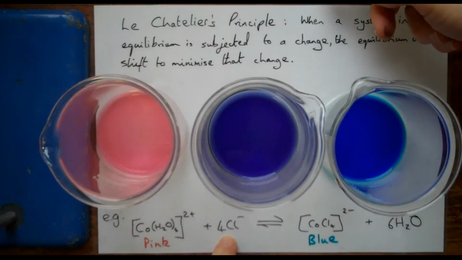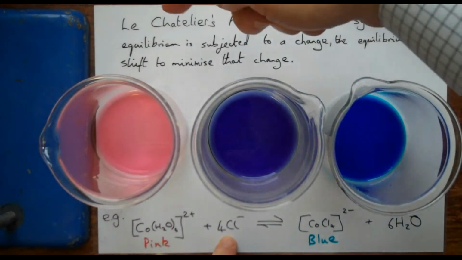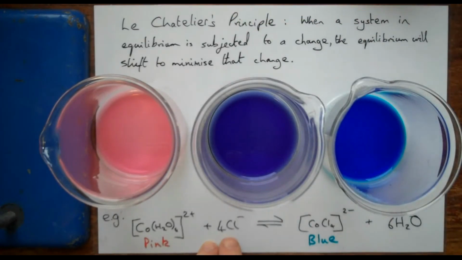It says in Le Chatelier's principle, when a system in equilibrium is subjected to a change, the equilibrium will shift to minimize the change. We added lots of chloride ions, so the equilibrium shifts this way, towards the blue end, to get rid of some of the extra chloride ions we added. Those chloride ions we add, some of them will react with the pink to make more blue. Now, we can reverse.